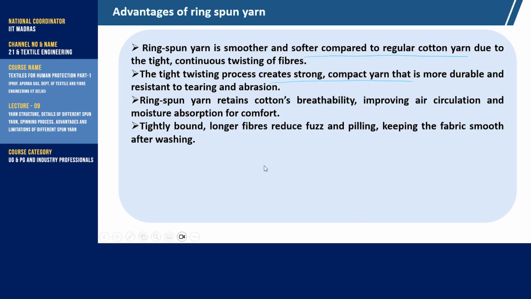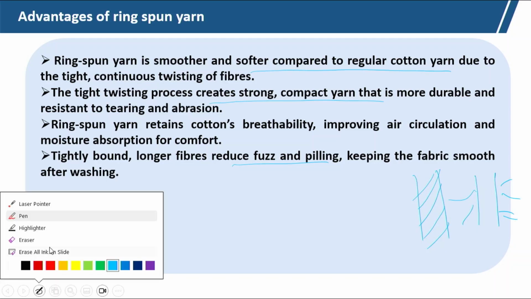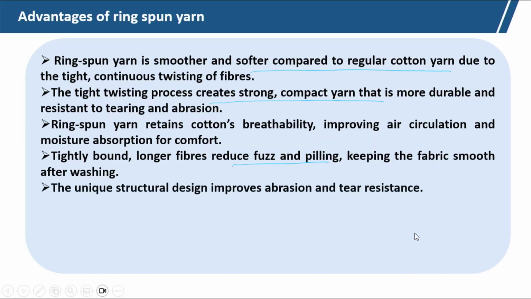Tightly bound, longer fibers reduce fuzziness and pilling. So, if we use short fiber, then it may create fuzzy fibers. If we use long fiber, these fibers will be aligned within the yarn structure. Unique structural design improves the abrasion and tear resistance. That is important.